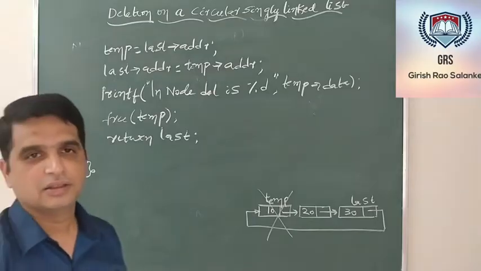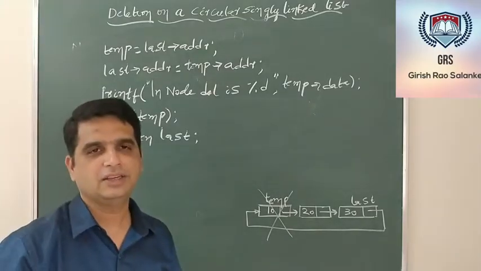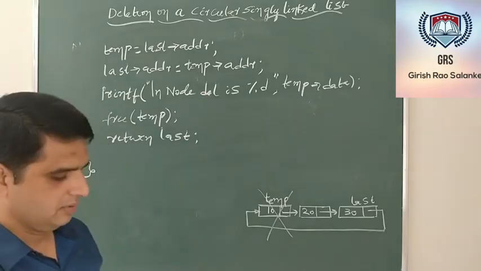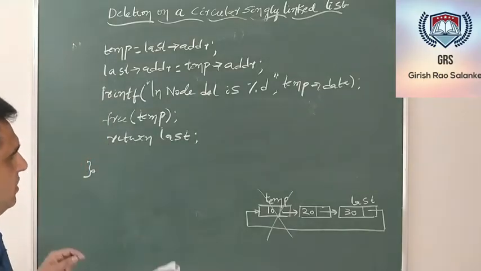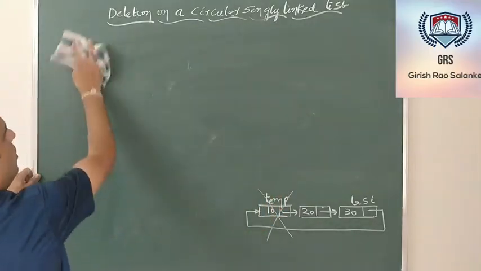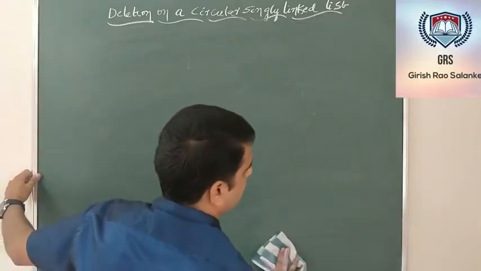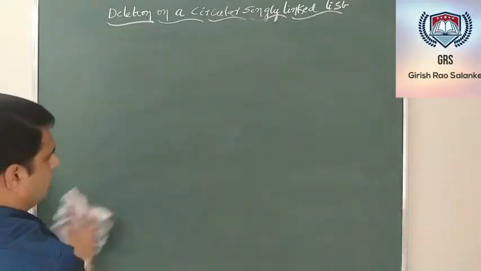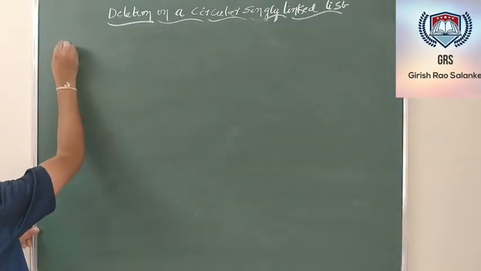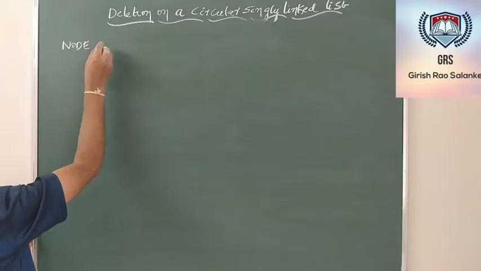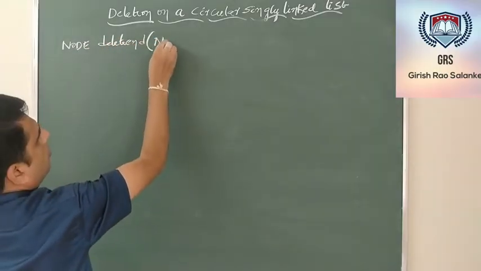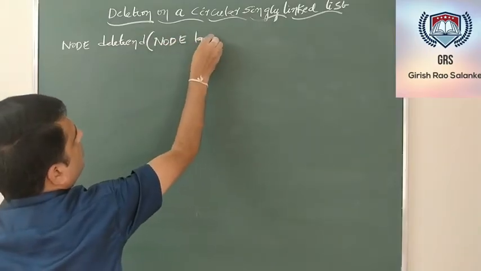This should be fine. This is about how to perform the deletion operation in case of a circular single linked list from the beginning. Now I think we can go for the next function, wherein we need to delete a node at the end of the list in a circular single linked list. Node delete end, node last.